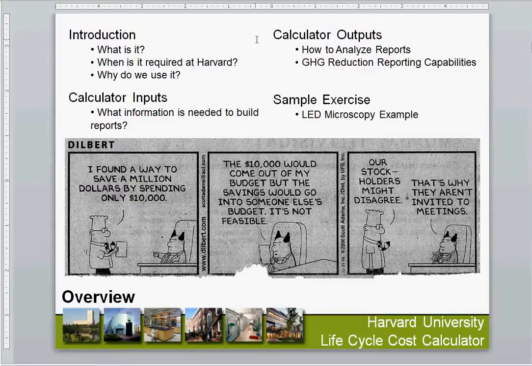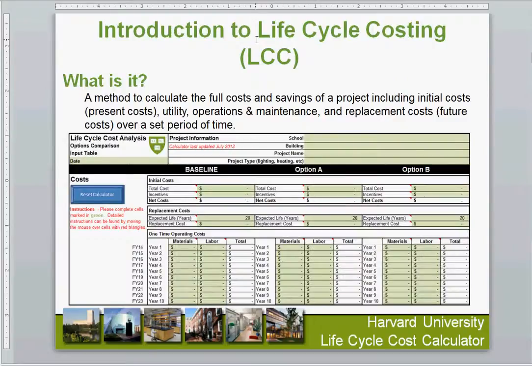With that in mind, a basic definition of life cycle costing is something that's going to give you the full cost of ownership of a given energy conservation measure or system measure that you're considering implementing over a set period of time. Harvard uses 20 years. That was not an arbitrarily arrived at time frame.